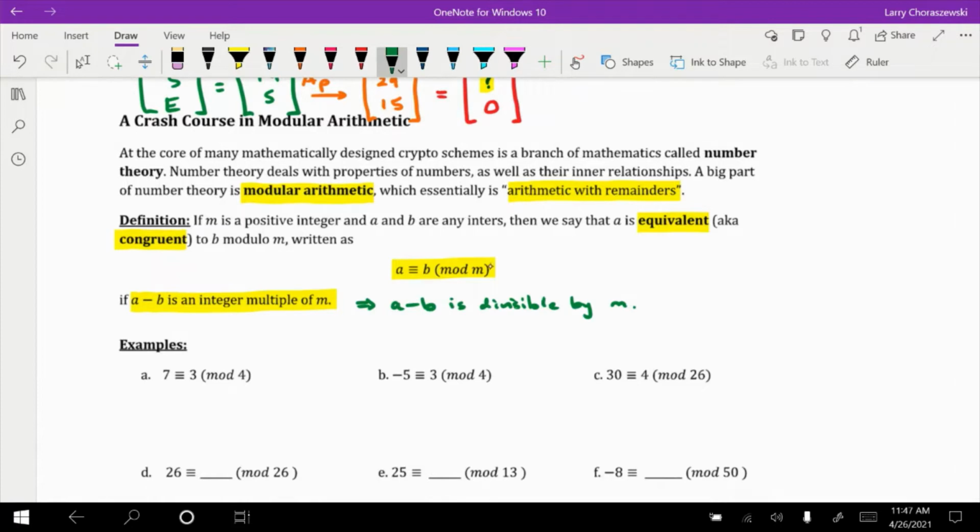Another way of saying this is as follows: a and b have the same remainder upon division by m.